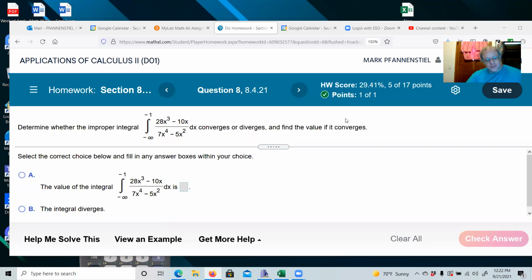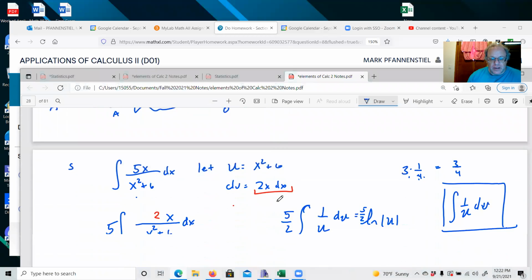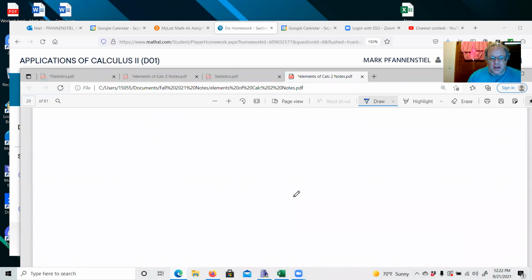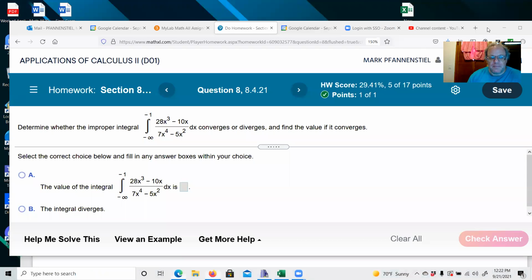All right, welcome back to calculus. So we were talking about improper integrals here, okay? And we've got a good one here. This actually talks about a couple of things I'd like to highlight, but we'll see.